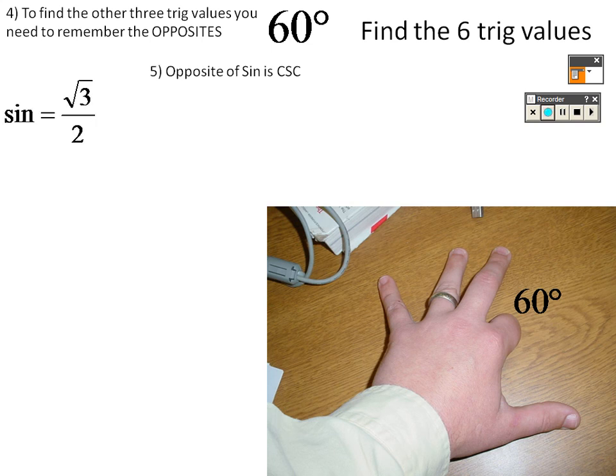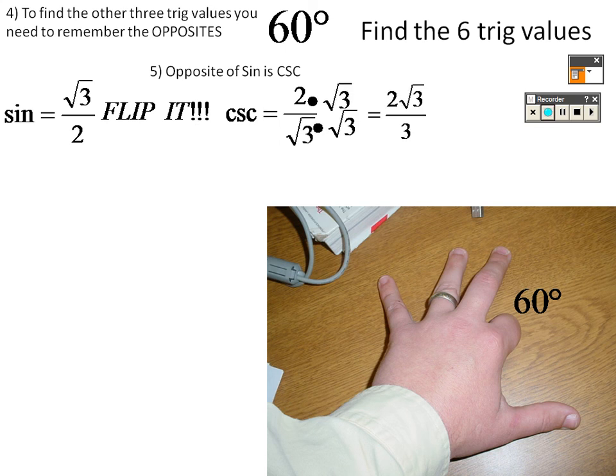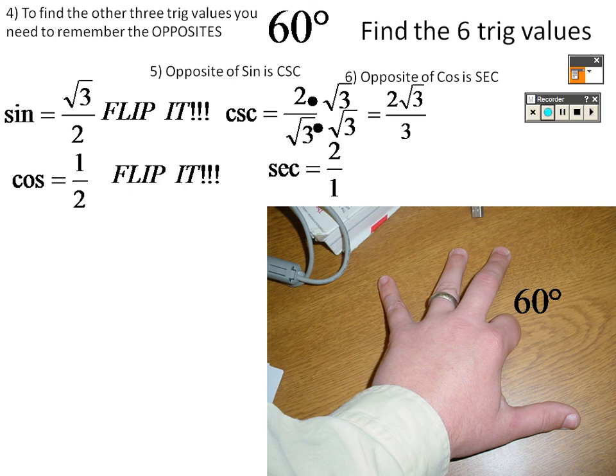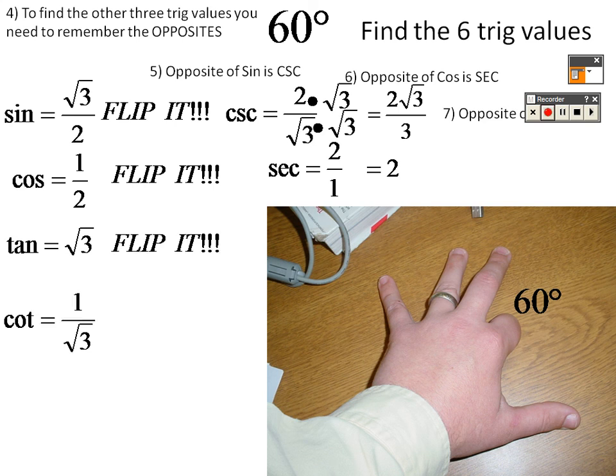So flip sine to get cosecant, so it's 2 over root 3, so you do the reciprocal on both the top and the bottom to get 2 root 3 over 3. Cosine, you flip 1 over 2 to get secant, which is 2 over 1, which is 2. Tangent, root 3, when you flip it, you get 1 over root 3, but you got to rationalize it. So you get root 3 over 3.